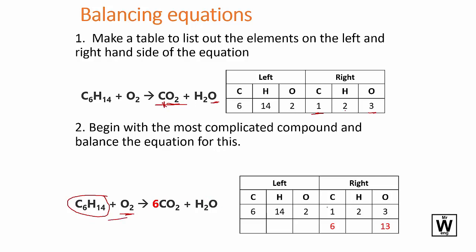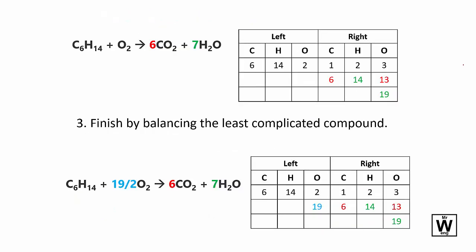So there's 6 carbon here, there's only 1 there, so we need to get 6 on that side. That influences this compound here, so now there's 12 oxygens plus 1, so there's 13. And so moving on to that, we are then going to even up the hydrogens, the H2Os. So in order to get these hydrogens the same on both sides, we put a 7 there, that makes 14. And that brings that out to 19. So everything is good except for that.